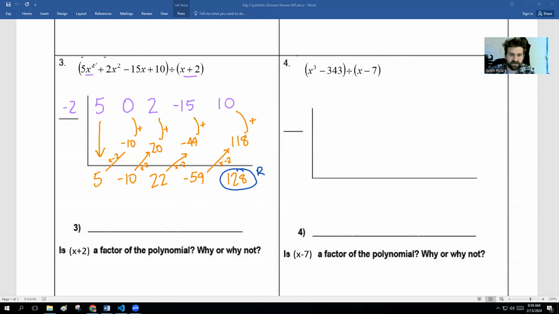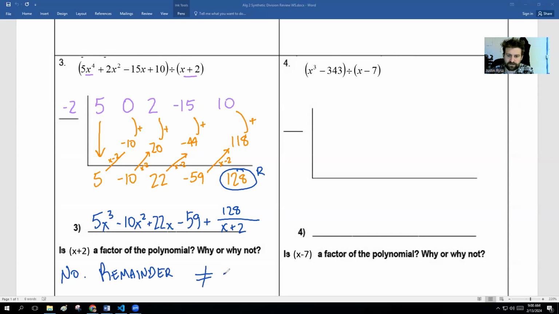So if we start out with 5x to the 4th, our answer is going to start out with 5, drop that down to power x cubed, then move on. Our next number is -10. We're going to drop it down, x squared. Our next number is 22. Drop that down to power x. Minus, the next number is 59. We drop the power, there's no x. And then our remainder, we write as a fraction. So 128 goes on top, and then on the bottom, what we divided by, x plus 2. Is that a factor? No. The remainder does not equal 0.